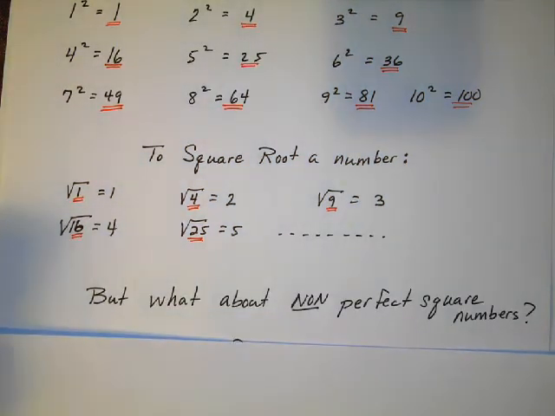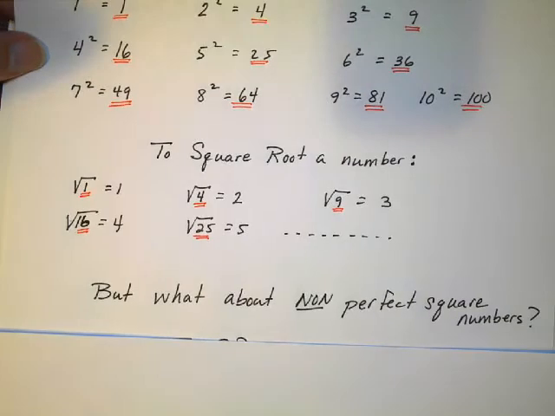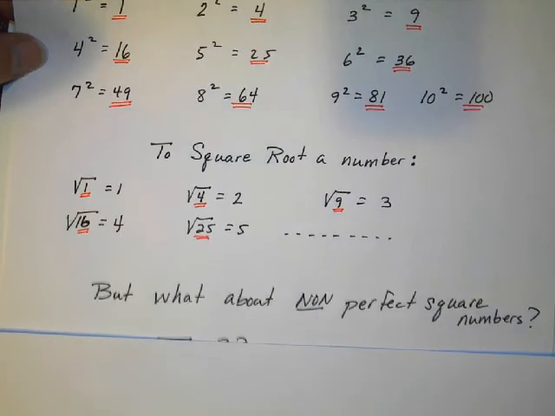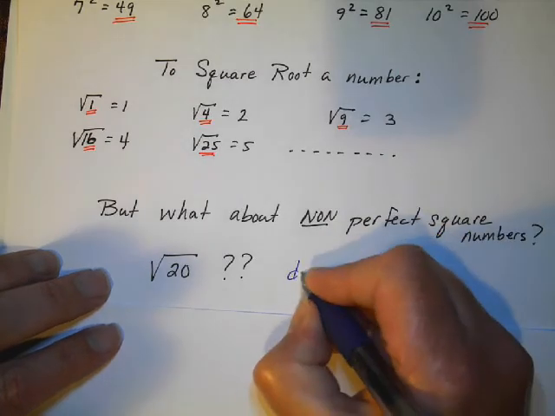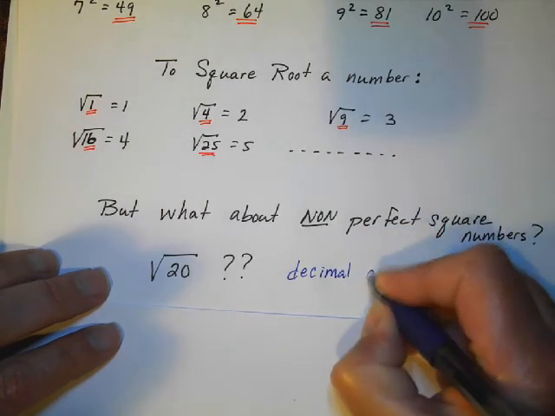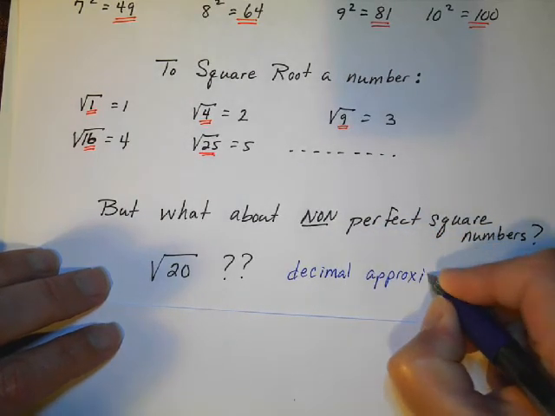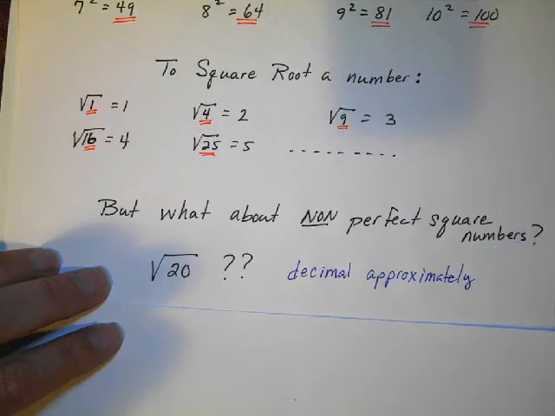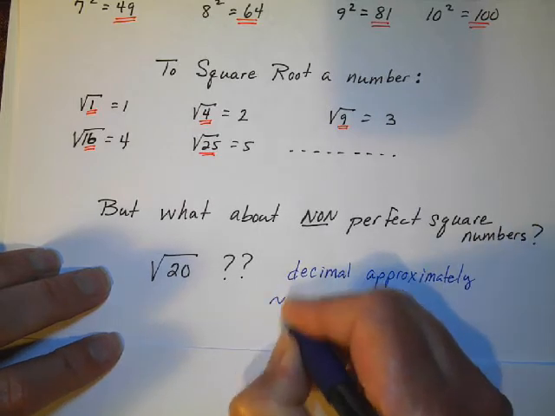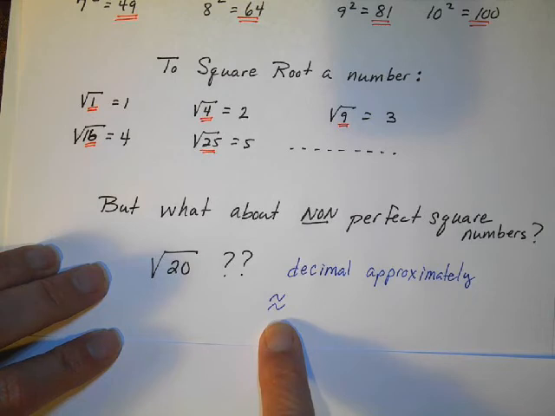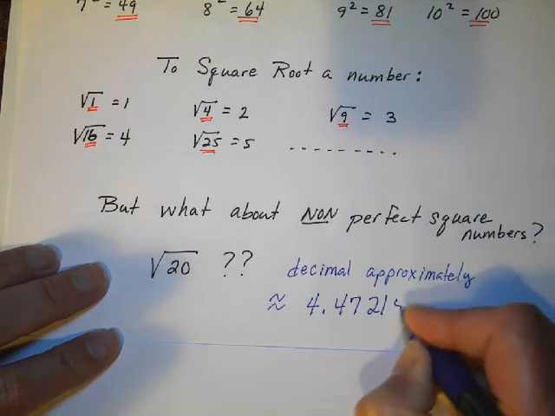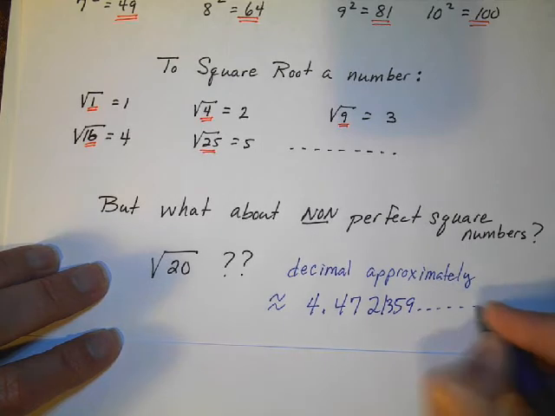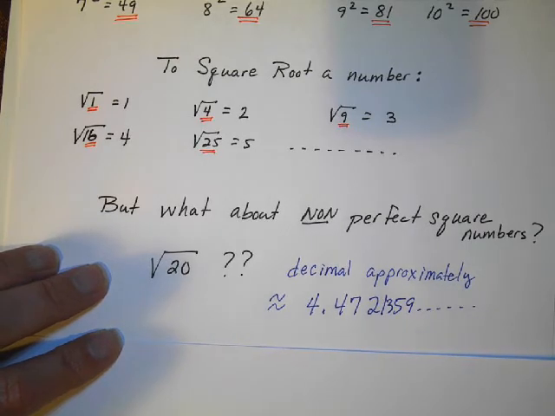But what about a non-perfect square number? I can take the square root of 25 and say it's 5, but what about the square root of 20? That is not a perfect square number. So what you've been taught to do is just to use a calculator and to get what is called a decimal approximation. And so really what we can do is we can say, well, square root 20 is about, remember that's the symbol for rounded, or about, 4.4721359, and it goes on farther and farther and farther, but it's approximately.